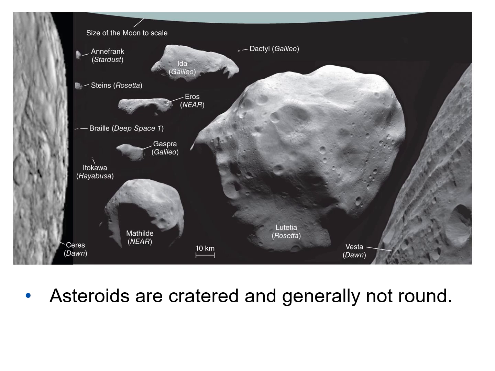Asteroids are cratered and generally not round. There are really only 3 of the largest ones that are round, Ceres and Vesta being 2 of those, but usually they are not rounded, again, irregularly shaped rocks.